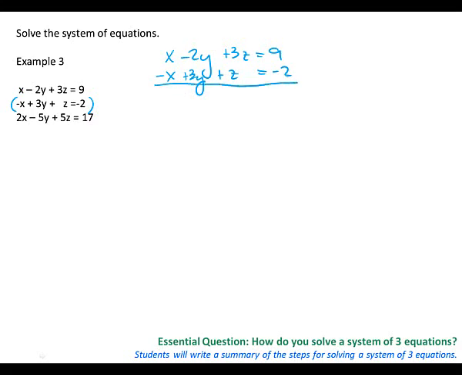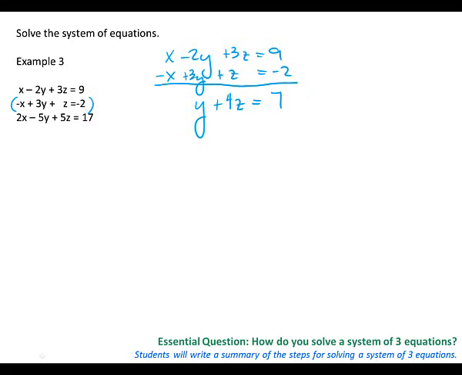Alright, I know my x's go away. What's negative 2y and positive 3y? Y. Good. 3z plus z. 4z. Good. 9 minus 2. 7. Okay, so now I've got that down to a system of 2 variables.